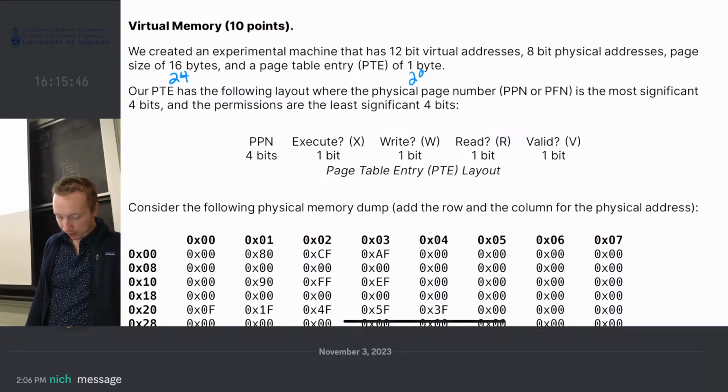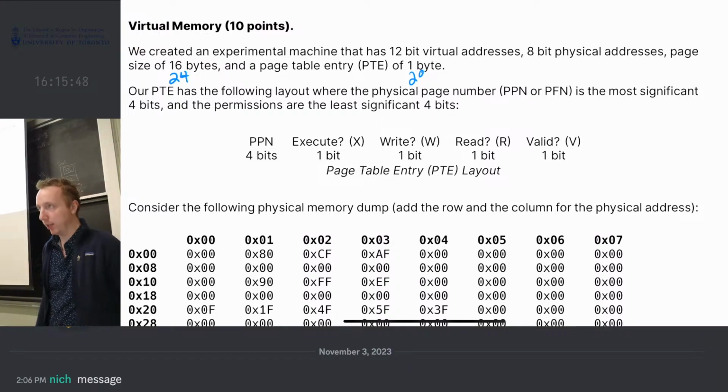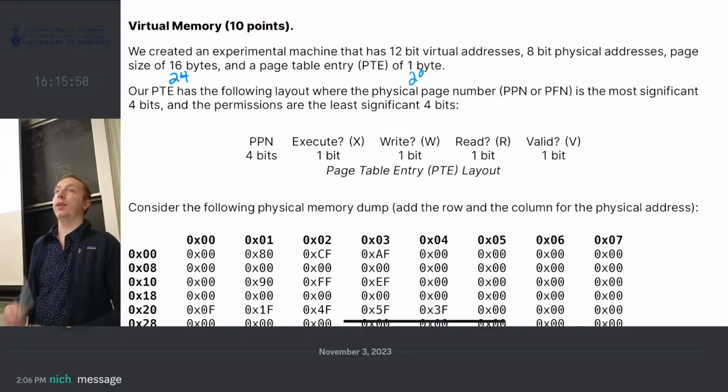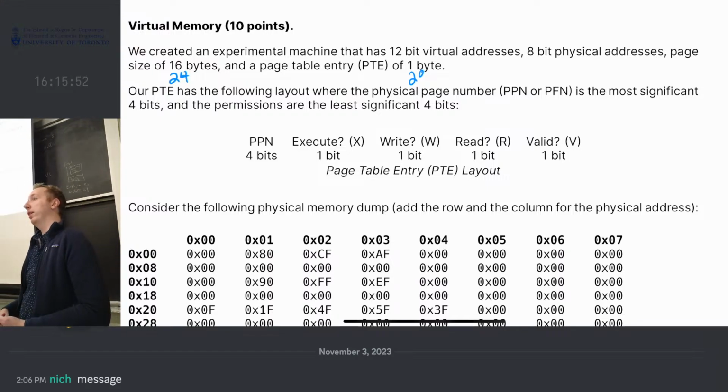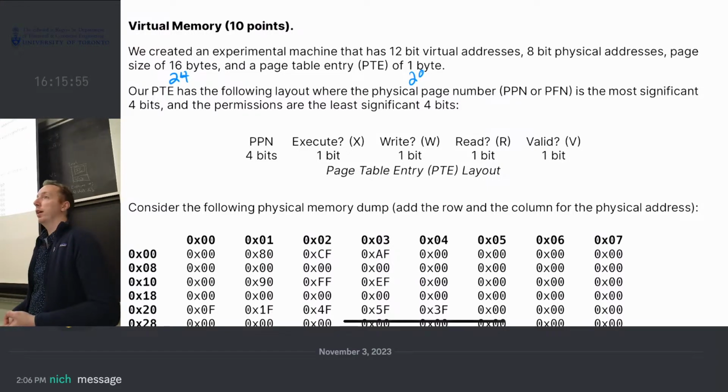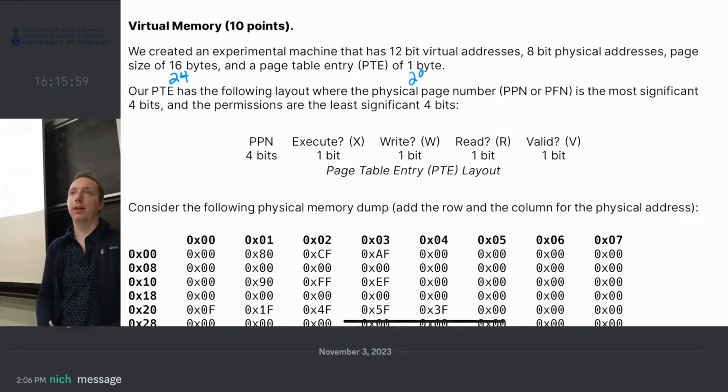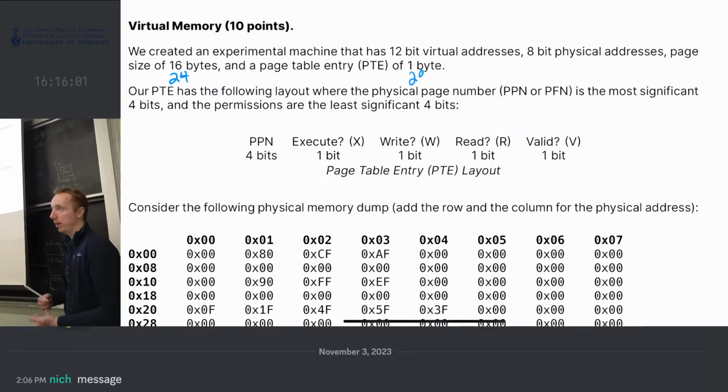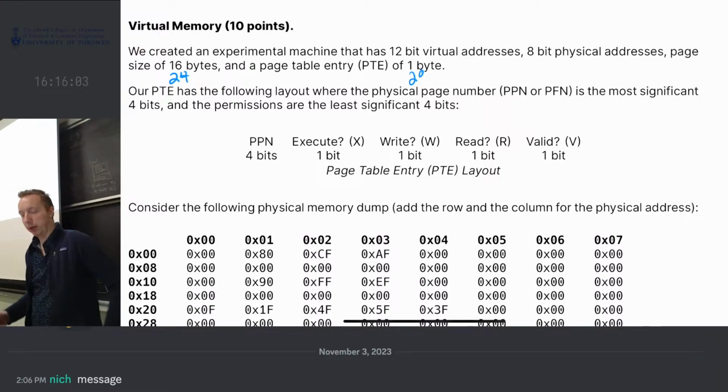It says our page table entry has the following layout. So remember what is in a page table entry. The important thing is that it has the physical page number, and then some permission bits, which would at least need to include a valid bit. Likely, it probably also has a read and a write bit, and then an execute bit or something.